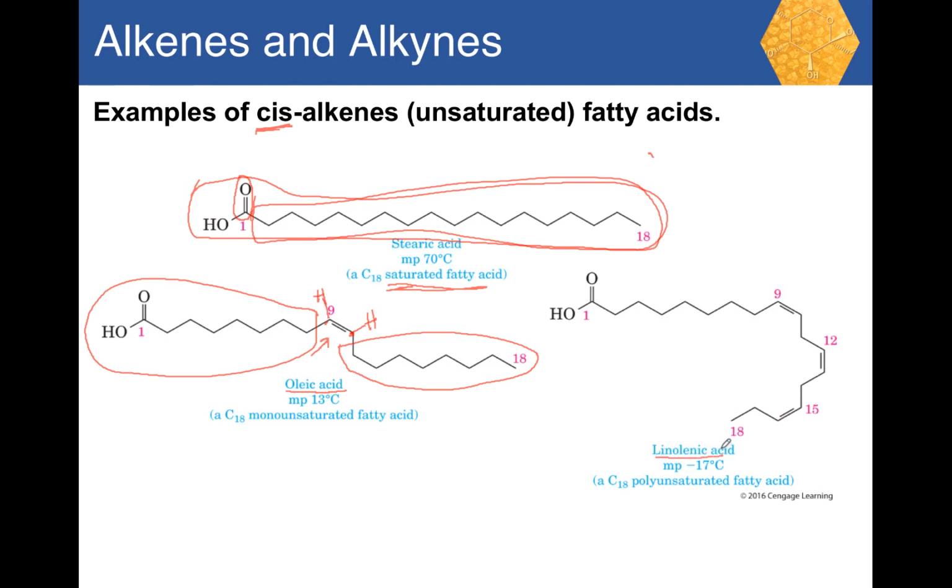Linoleic acid has 1 double bond, 2 double bonds, and 3 double bonds. So we say it's polyunsaturated. Notice unsaturated here means it contains a double bond. This is monounsaturated because it just has 1. This is poly because it has more than 1 double bond in the molecule. Notice again, they're all cis double bonds. This one here is a cis double bond, and of course this one is a cis double bond. So the cis arrangement is around it.